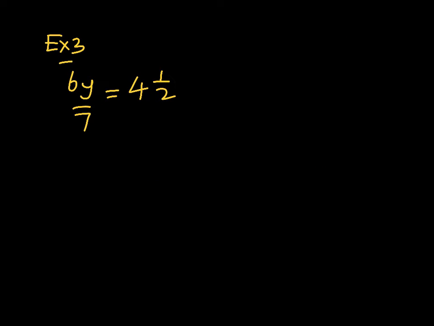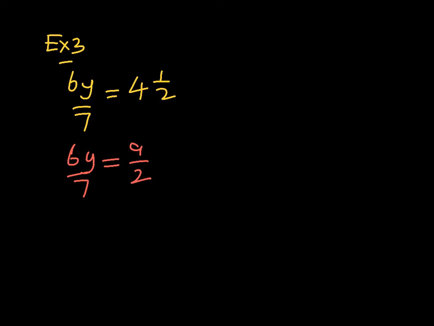Well, this one looks the same as what we have just done, but it's just expressed differently. Well, we can write 4.5 as an improper fraction. So what is 4.5 as an improper fraction? That's 2 times 4, 8. 8 plus 1, that is 9. So we can write this equation as 6y over 7 is the same as 9 over 2.